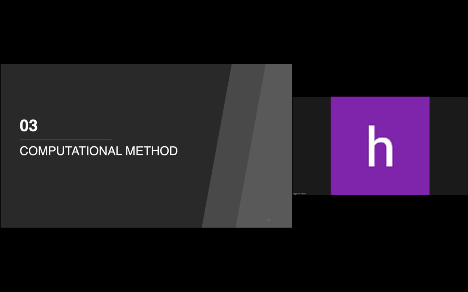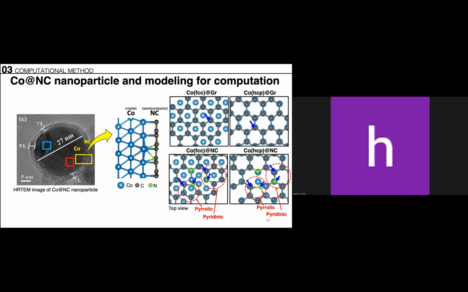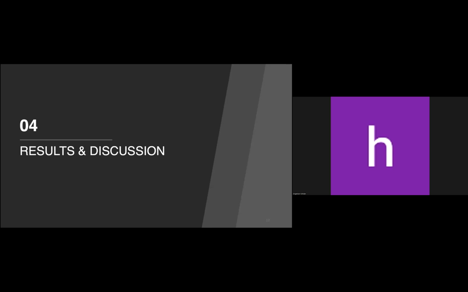So to understand ion transfer efficiency, the relationship between ion transfer efficiency and catalyst performance, we designed this supercell structure for DFT calculations based on these experimental results, the HRTEM image of cobalt nitrogen-doped carbon, NC, nanoparticles. This nitrogen-doped graphene has both pyrrolic and pyridinic nitrogen. And then I will show you our results.